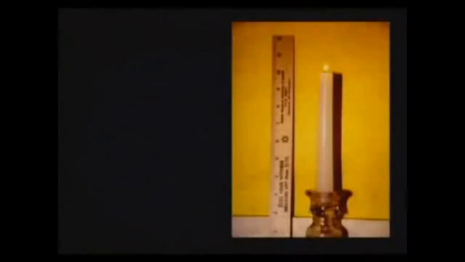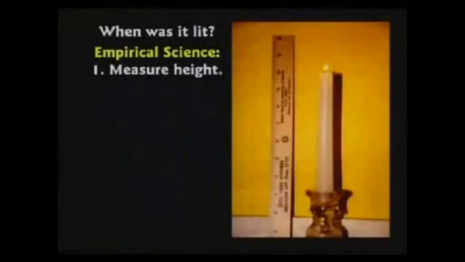If you walked into a room and found a candle burning on a table, and I asked you the very simple question, when was it lit? You say, I don't know. It was burning when I got here. Okay. Let's do what's called empirical science, things we can test and demonstrate and weigh and prove, okay? We're going to measure the candle. We measure the height of the candle. We find out the candle is 7 inches tall. Okay. When was it lit?